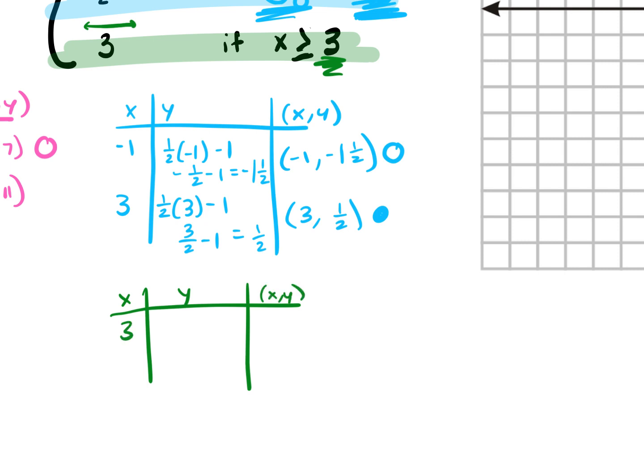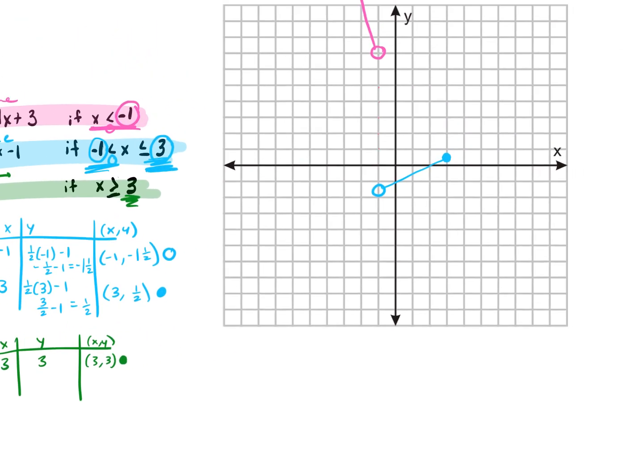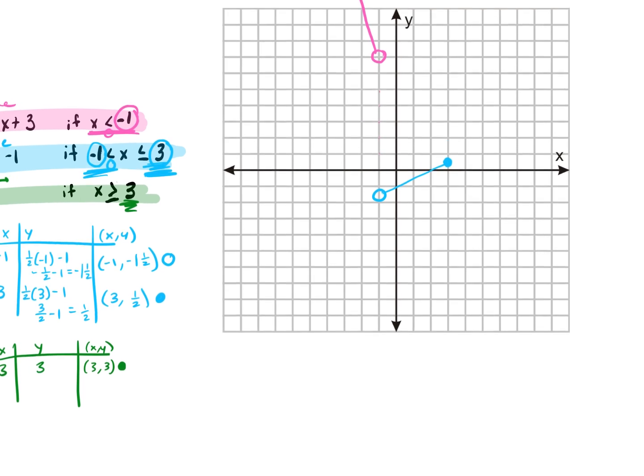So I plug in 3. I don't have anything to plug into. What's my y always going to be? 3. So my first point is 3, 3. Do I have an open or closed circle at that point? Closed, because it's greater than or equal to. So let's go to our graph. We go to the right 3 and up 3.